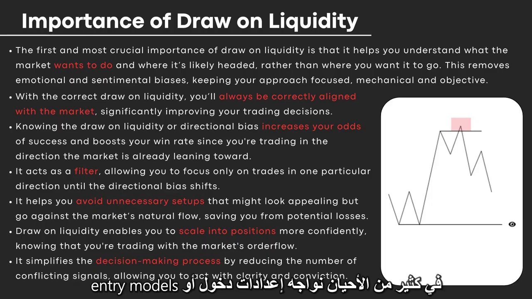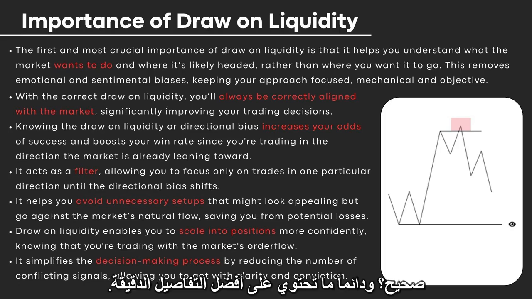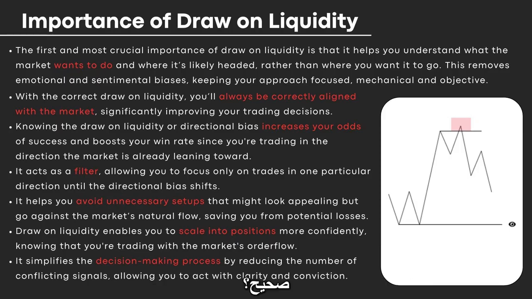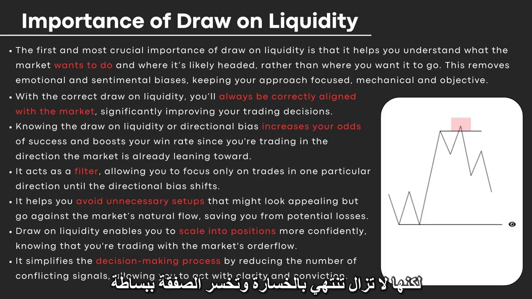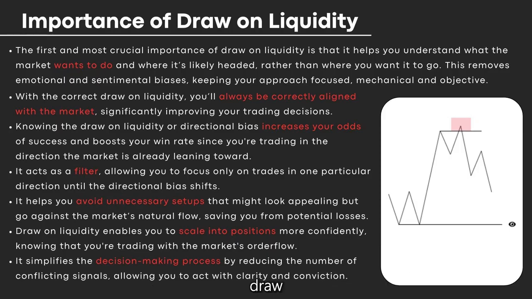Now, oftentimes we face entry setups or entry models that appear really appealing, right? And always have the best intricacies and detail. It follows all the confluences that you can think of, right? You even build the best narrative around it, but it still ends up losing, and you lose the trade simply because the trade wasn't aligned with the directional bias of the higher time frame drawn liquidity, right?